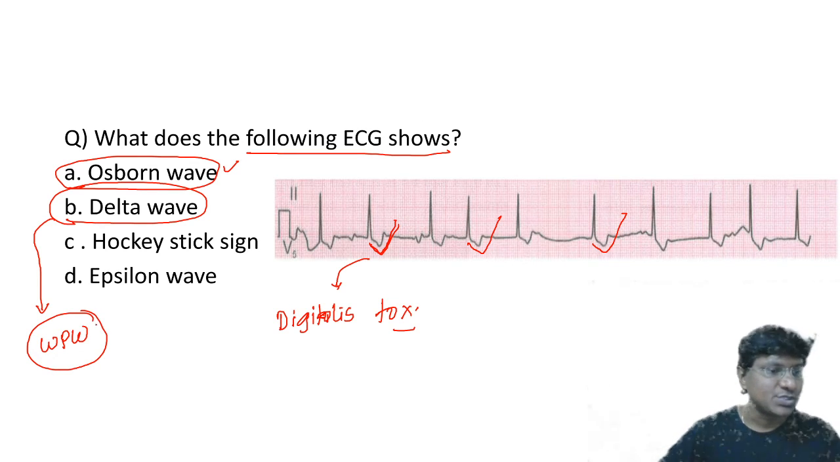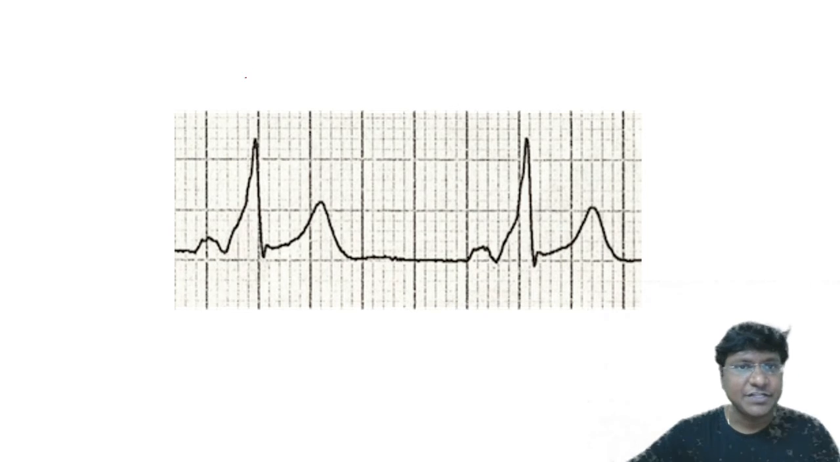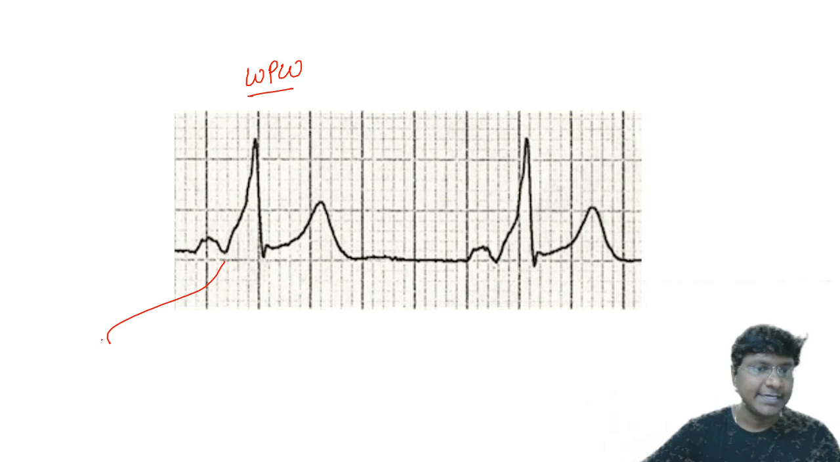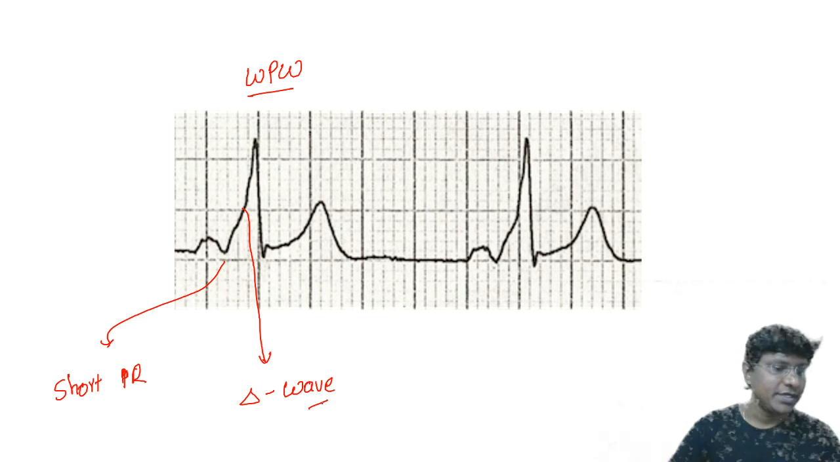that is Wolff-Parkinson-White syndrome. What is this? It's a pre-excitation syndrome. Now this is your WPW syndrome. What are the features of your WPW syndrome? You will have a short PR interval, and there is presence of your delta wave. So that is what the ECG is suggestive of in WPW syndrome.